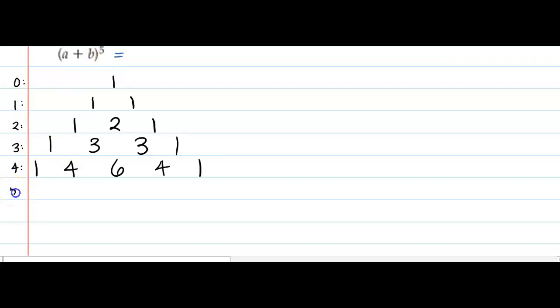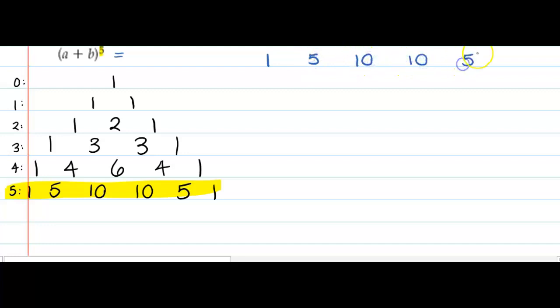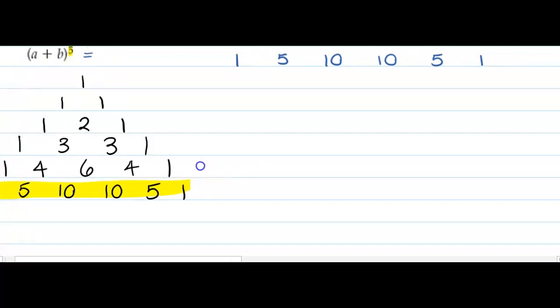Our problem is to the 5th power, so we're going to take it a step further. 1, 5, 4 plus 6 makes 10, 6 plus 4 makes 10, 4 plus 1 makes 5, and 1. Because it's to the 5th power, we want to use this row from our triangle. So I'm going to take that row, and I'm going to write it over here. 1, 5, 10, 10, 5, 1. Now remember, initially when you're doing problems like this, it might seem like a lot of work, but it really is faster than simply expanding this through multiplication.